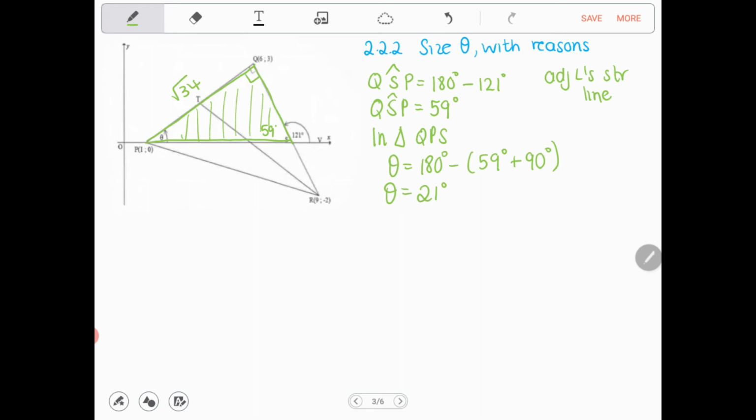Double check myself. 180 minus 90... 31, sorry. 90, yeah. So theta is going to be 61. And here I should have written the sum of the angles in a triangle. Okay, so I'm using my Euclidean geometry, sum of the angles, to find angles on my Cartesian plane.